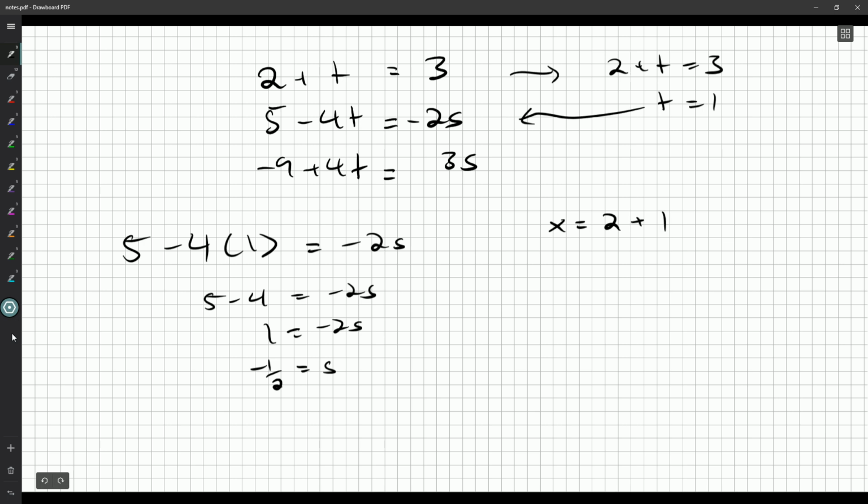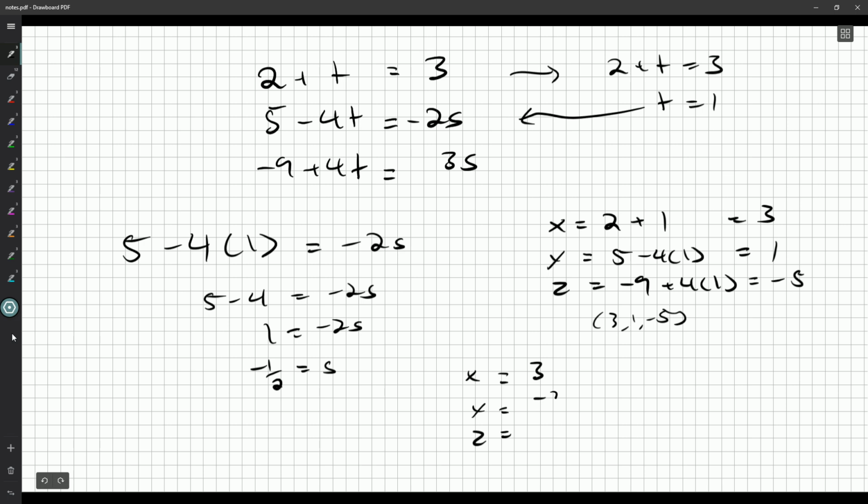t is 1, so plug that into the first line. We get 3, 1, and negative 9 plus 4 is negative 5. So 3, 1, negative 5 is on the first line. Do we get the same thing on the second line? Well, plug in s is negative a half. 3, negative 2 times s, so negative 2 times negative 1 half, which will be 3, 1, and then 3s, 3 times negative a half will be negative 3 halves.